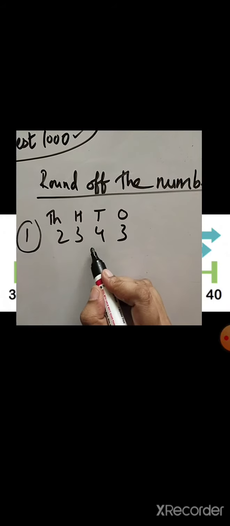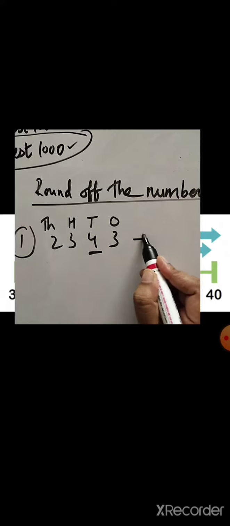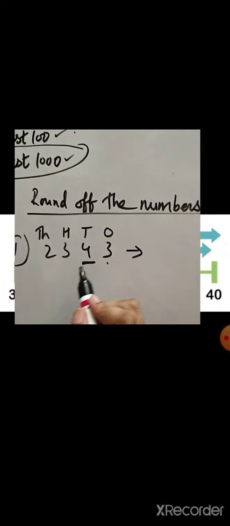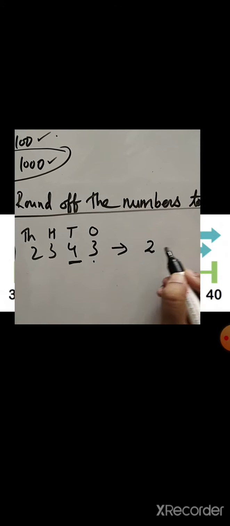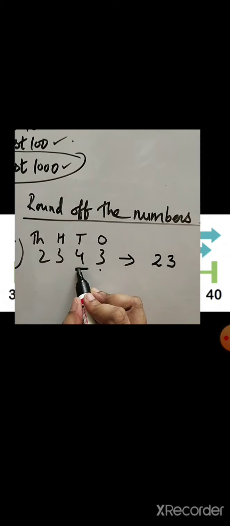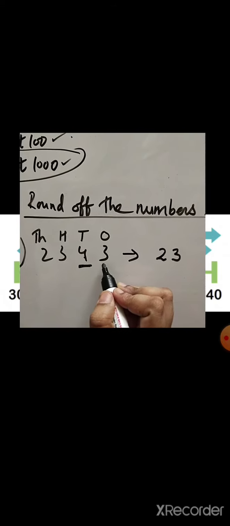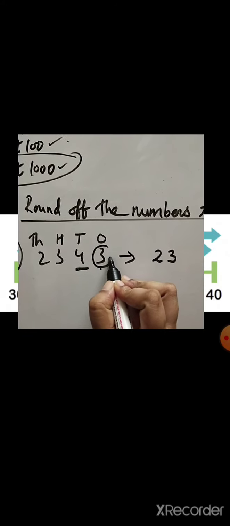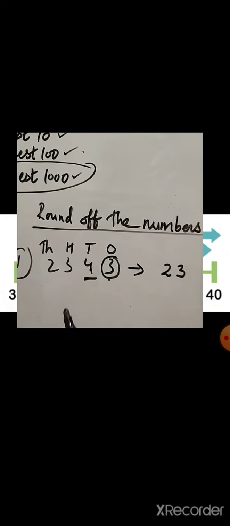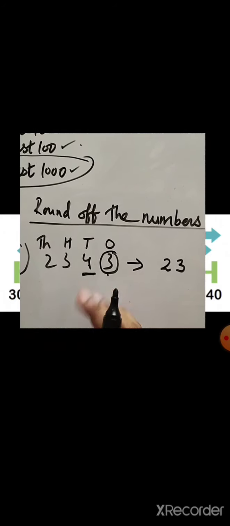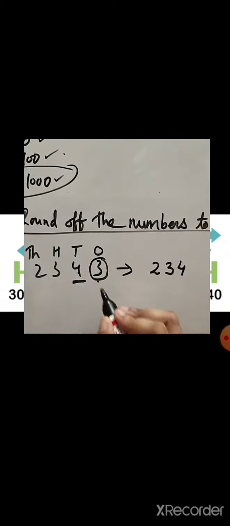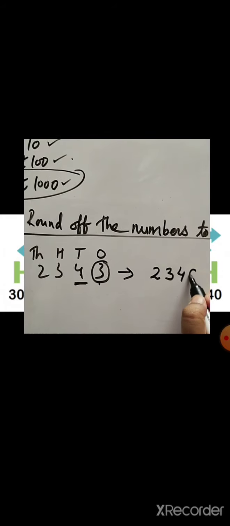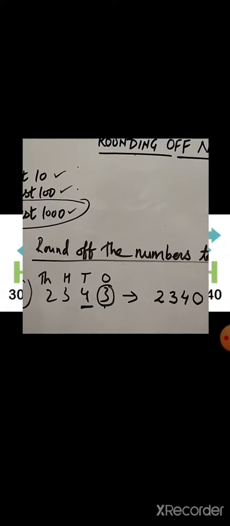So what we will underline? 10. And what we will see? We will see 1's place. Now any number before the underlined number will remain the same. So in this case 2 will remain 2, 3 will remain 3. And what about 4? Will 4 change? No, 4 will not change because at 1's place there is 3. If we have 1, 2, 3 and 4 at 1's place, 10's place will not change. So here we have to write 4 only. And this 3 will become 0. This is how you have to write the answer. Okay.